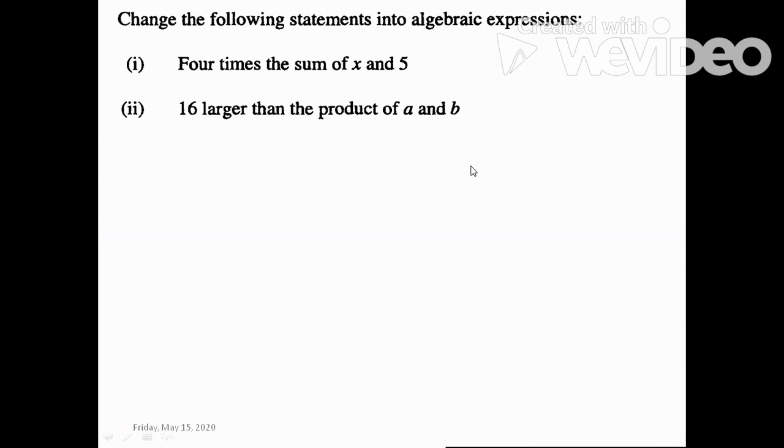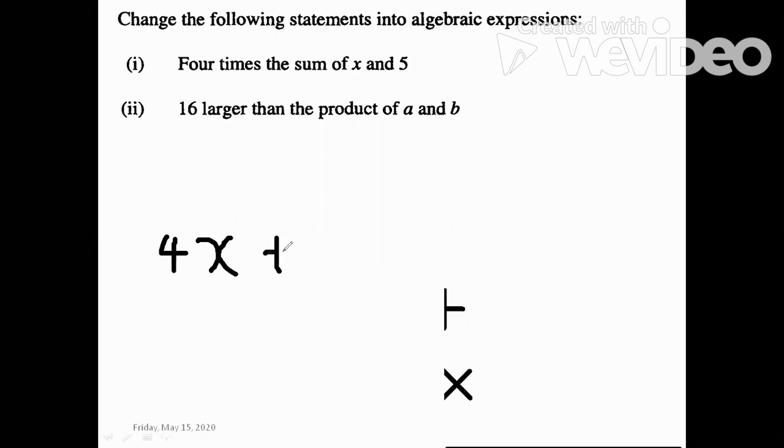Alright, so for this question, it's really about converting word phrases into algebraic expressions. It says change the following statements into algebraic expressions: 4 times the sum of x and 5. Now it's very tempting to write something like this: 4 times x plus 5.